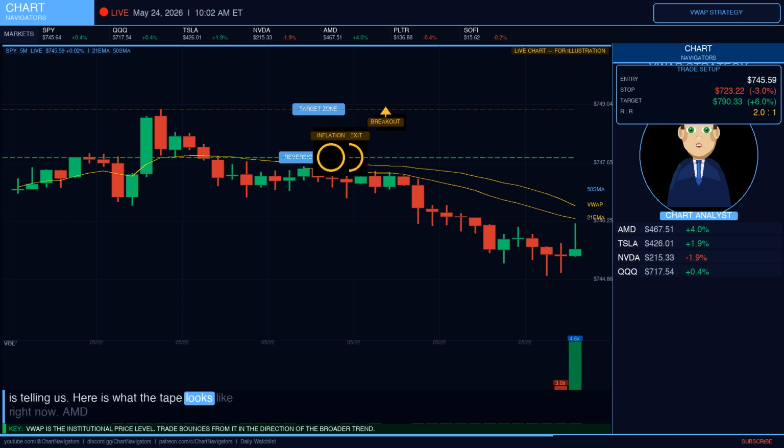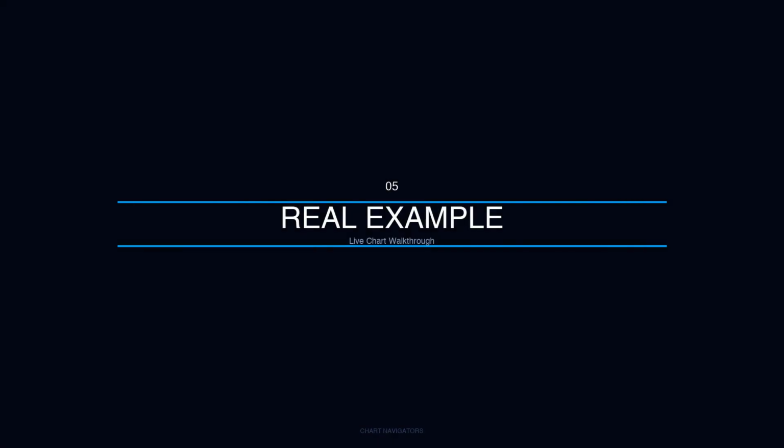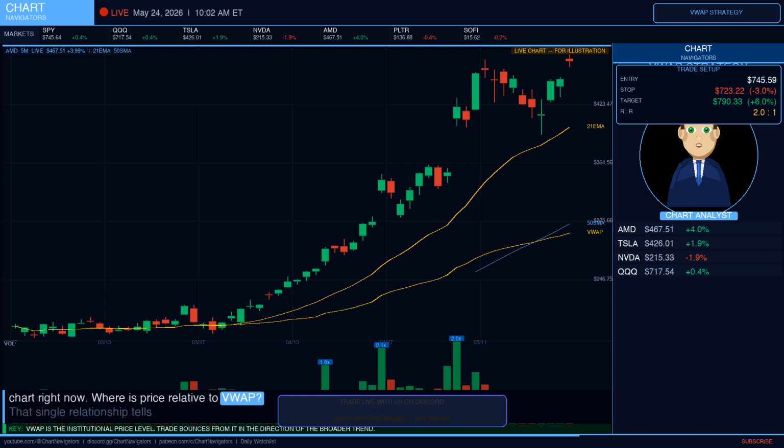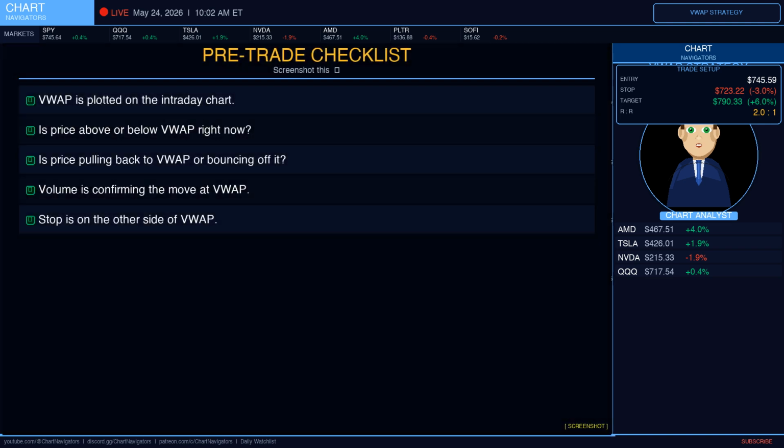Here is what the tape looks like right now. AMD is up 4% today, the biggest mover on the tape. Check this name on the 5-minute chart right now. Where is price relative to VWAP? That single relationship tells you the intraday bias and where the institutions are positioned. I am using today's live chart to show you exactly where these levels appear right now. The annotations are mapped to real price structure so you can see this in a live market, not just theory.